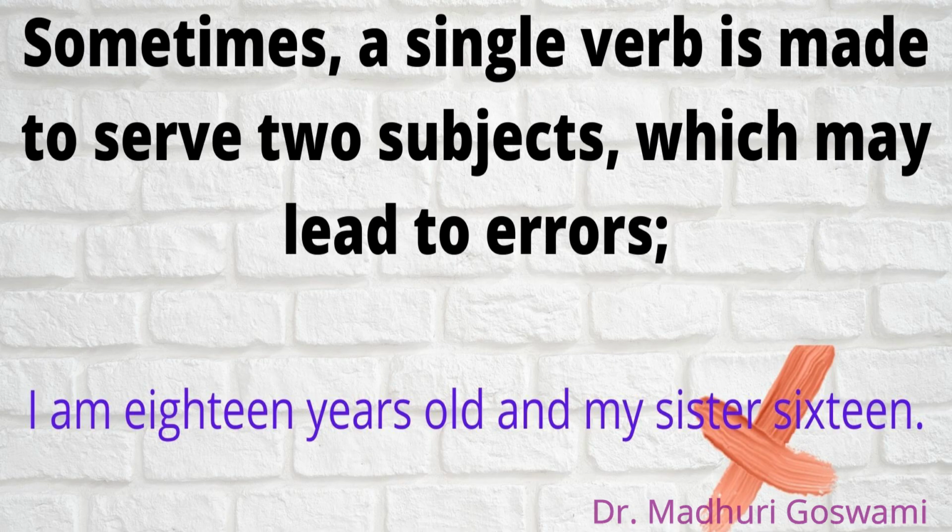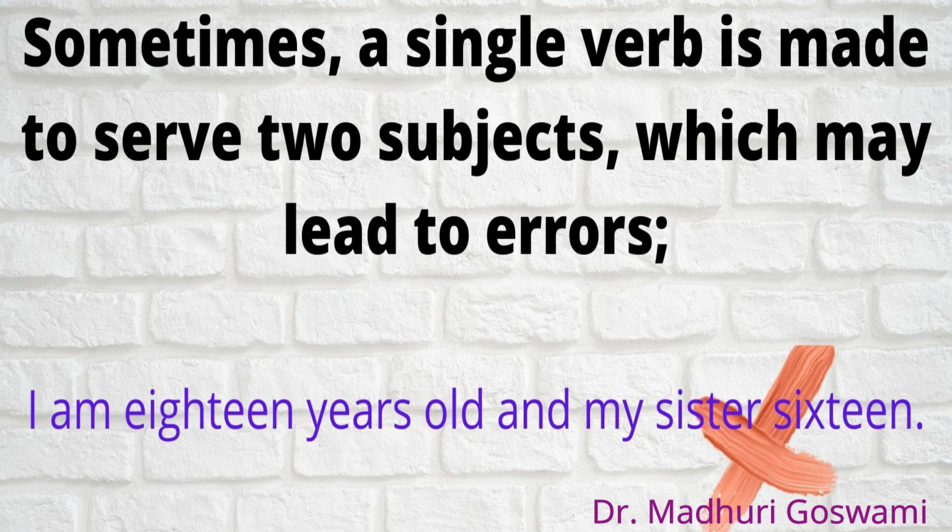The first one is, sometimes a single verb is made to serve two subjects, which gives rise to errors. Let's take up one example to explain this point. I am 18 years old and my sister 16. What do you think? Do you find any grammatical mistake or something missing in this sentence?